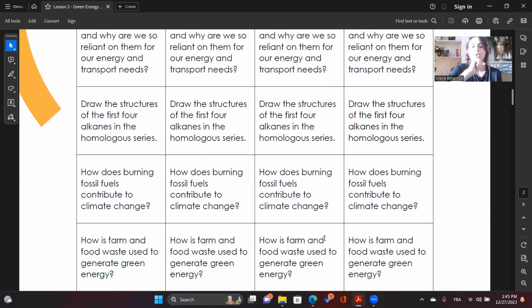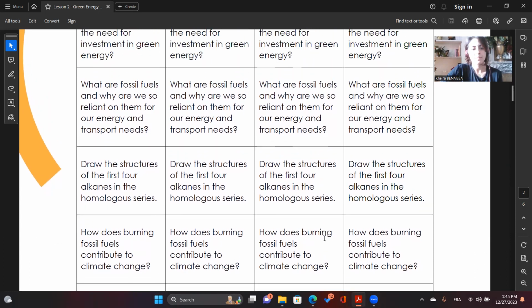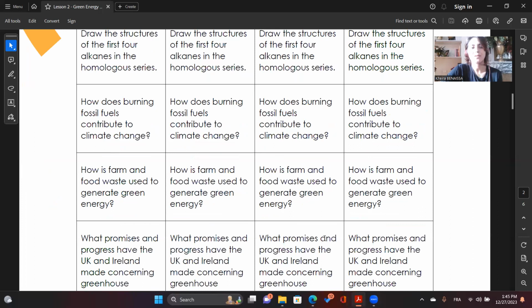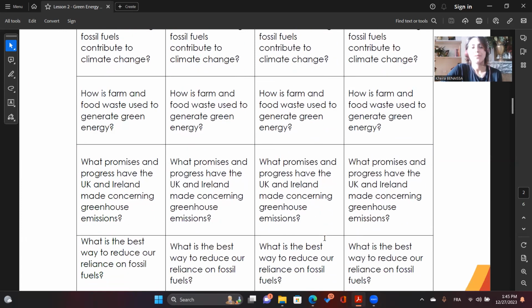Third question: draw the structures of the first four alkanes in the homologous series. Fourth question: how does burning fossil fuels contribute to climate change? How is farm and food waste used to generate green energy?